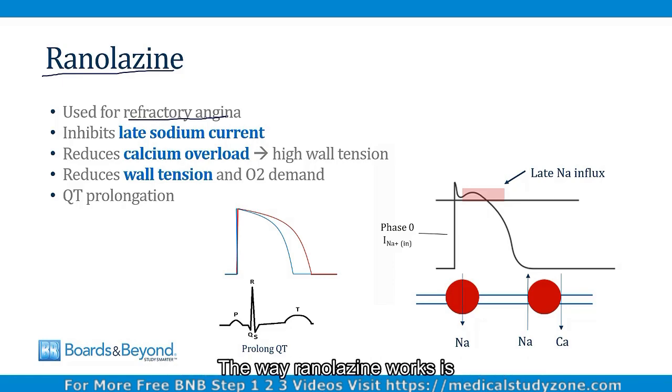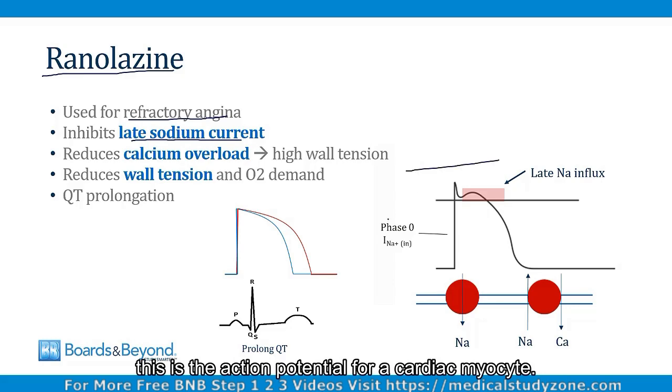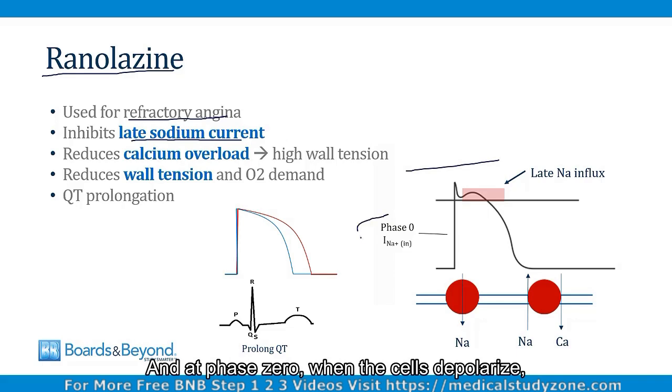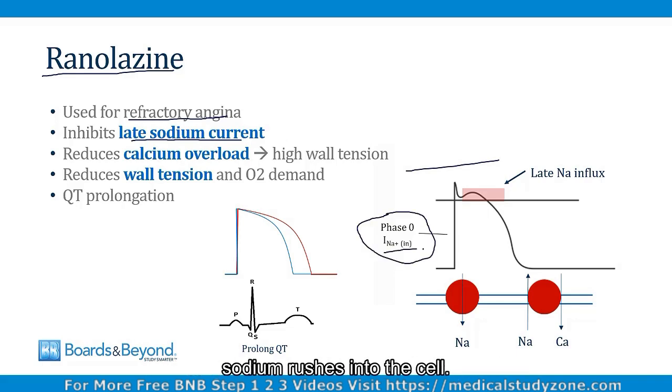The way ranolazine works is that it inhibits the late sodium current into cardiac myocytes. If you look at the right side of the screen, this is the action potential for a cardiac myocyte. And at phase 0, when the cells depolarize, sodium rushes into the cell. That's the early sodium current.